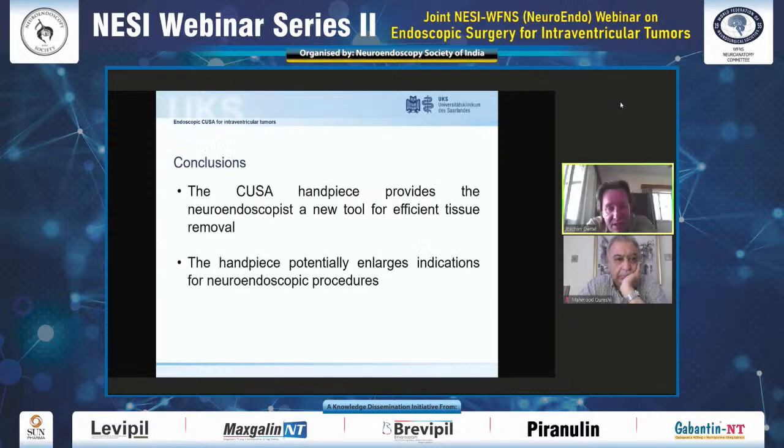So I think the handpiece provides another option in neuroendoscopic procedures. It potentially enlarges the indications, but I think it's not a good tool for the beginner. So I think you need some experience with endoscopy.